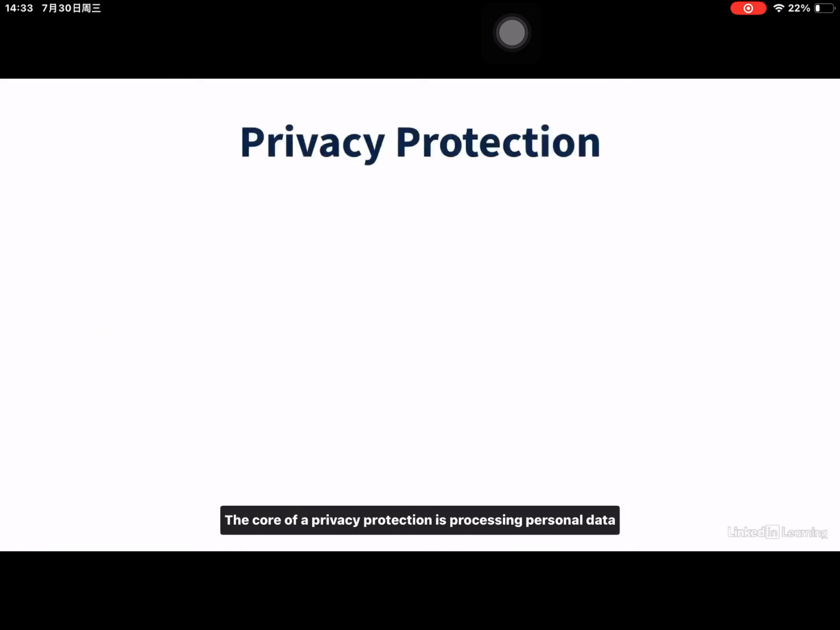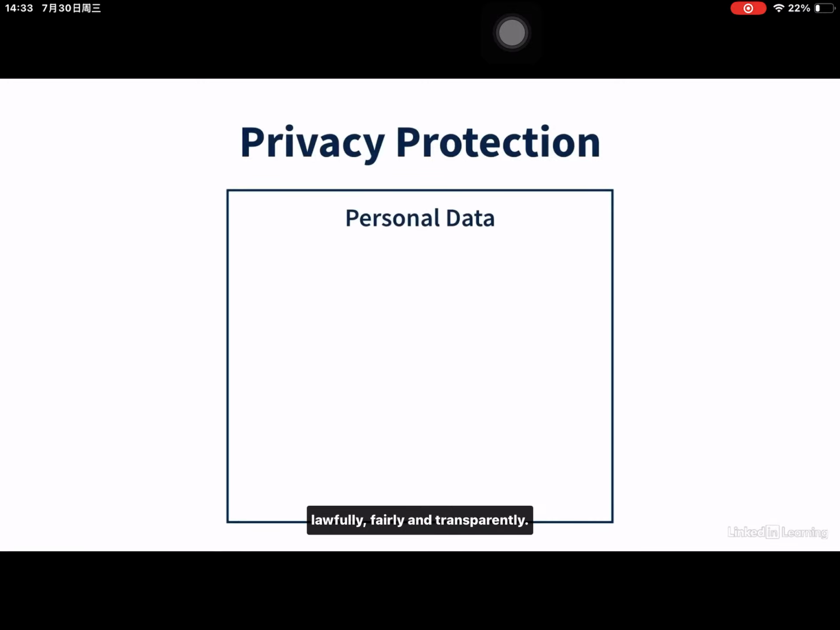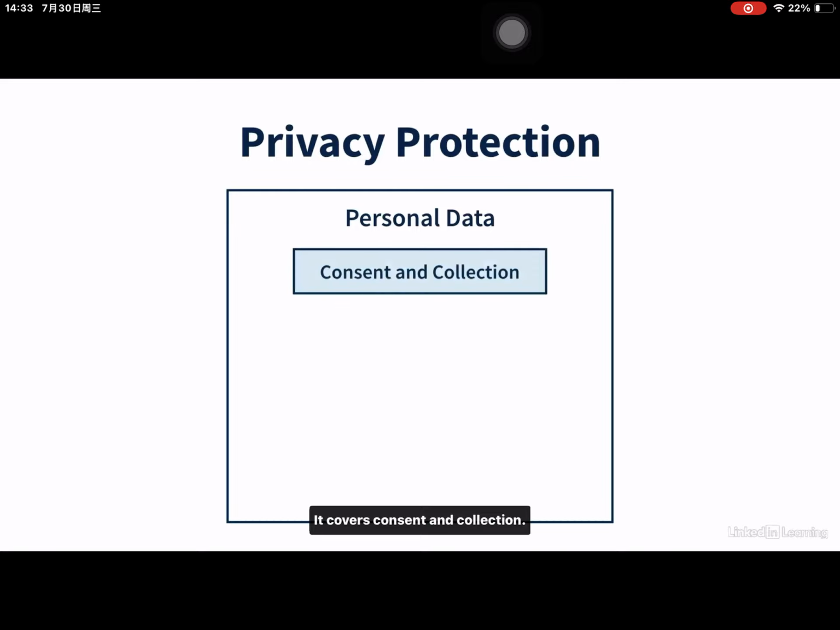The core of privacy protection is processing personal data lawfully, fairly, and transparently. It covers consent and collection. Before collecting personal data, you must obtain clear consent from individuals so they understand what data you are collecting and for what purposes. Also, only collect data that is necessary to minimize risks.